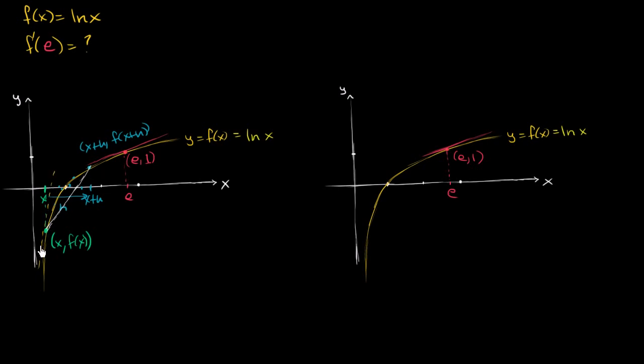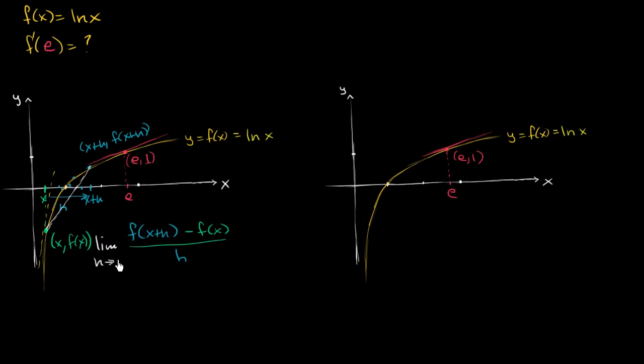So what's the slope of the secant line? Well, it's the change in your vertical axis, which is going to be f of x plus h minus f of x, over the change in your horizontal axis. And that's x plus h minus x. And we see here the difference is just h. So it's over h. And we're going to take the limit of that as h approaches 0.